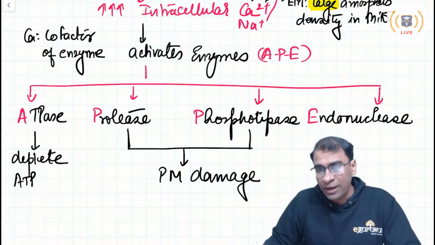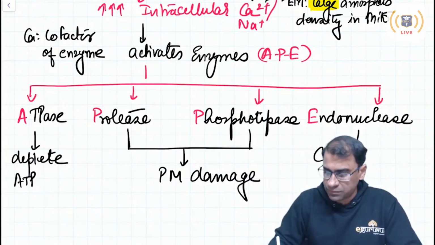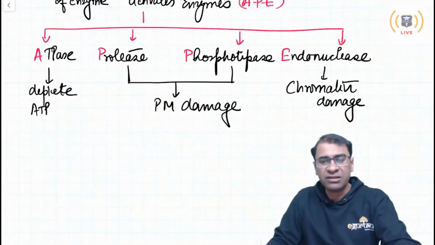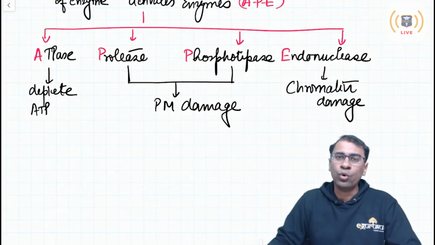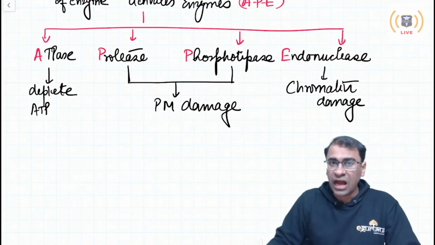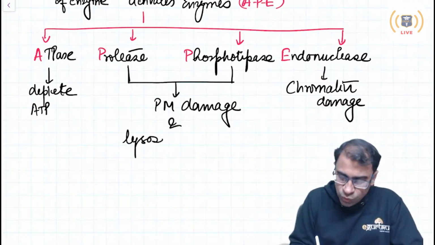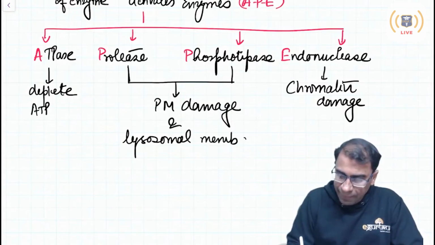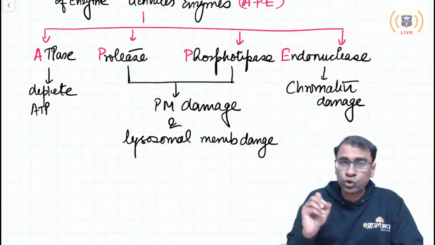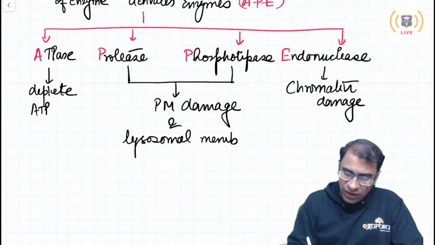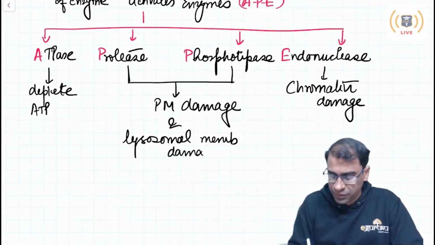The endonuclease will lead to chromatin damage. I'll tell you how that happens, but first understand that the plasma membrane has been damaged and how that will affect the cell. Not only the plasma membrane, it will also damage the lysosomal membrane. So two things are getting damaged: the plasma membrane and the lysosomal membrane.